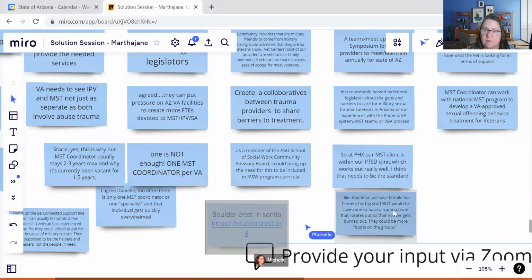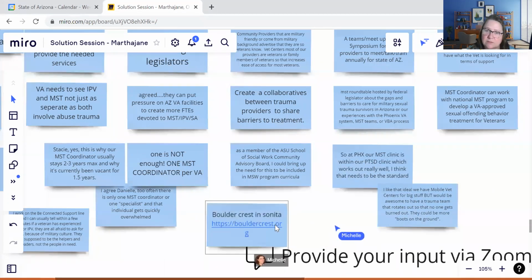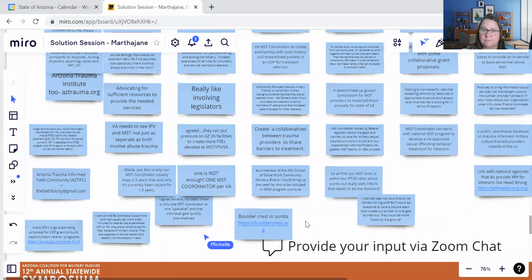Just gonna flip those so that we know those are linked. Resource for Boulder Crest.